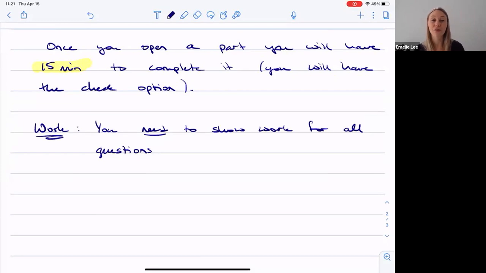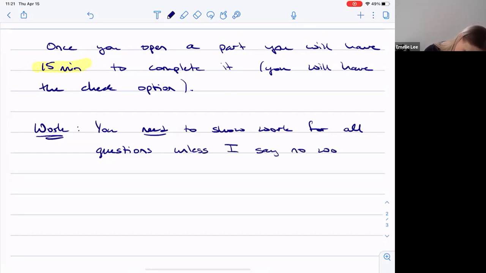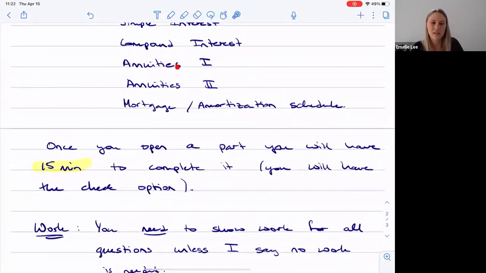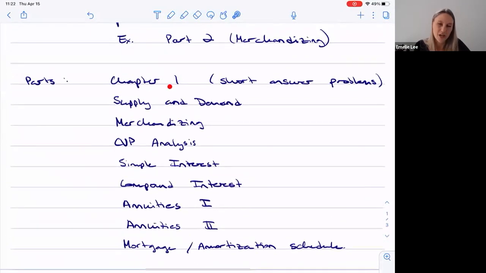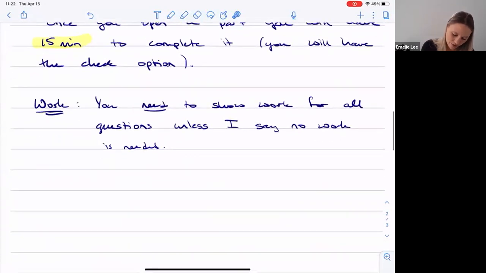Yeah, so if there's no work required, I'll make a note of that. Okay, so you need to show work for all questions unless I say no work is needed. So I'll do that because, so here, remember for the annuities questions that we had to do for test 3, right? There was really no work. Even when I went through it, I didn't really do any work on paper, so I don't need to see work for that, but I'll make a note of that then, okay? So in general, right, especially for chapter 1 stuff, supply and demand, merchandising, CDP analysis. I just don't see you getting through those parts without doing any work on paper, right? And so you need to show that work and you need to submit it in order.